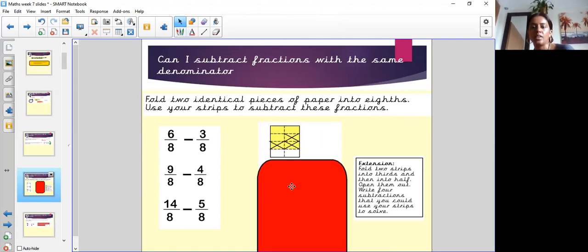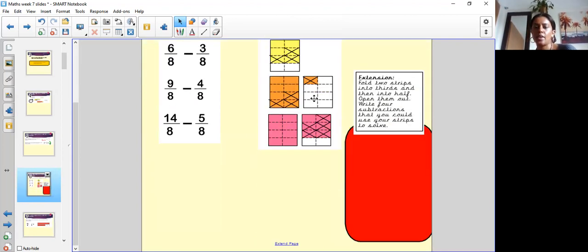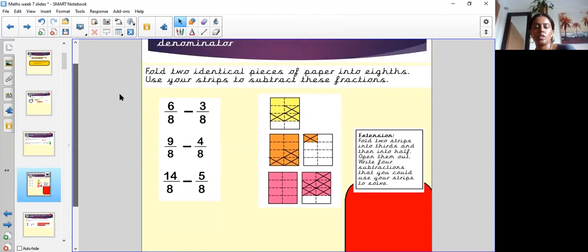Okay, let's have a look what we've got here. So here is, sorry guys, here is my first question. 6/8 minus 3/8. So essentially what you're doing is you're taking 6 away from 3. Now you've coloured in 1, 2, 3, 4, 5, 6. So coloured in 6 and crossed out 3, 1, 2, 3, and you're left with 1, 2, 3 that's shaded. So your answer would be 3/8.